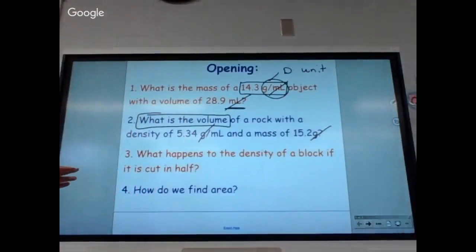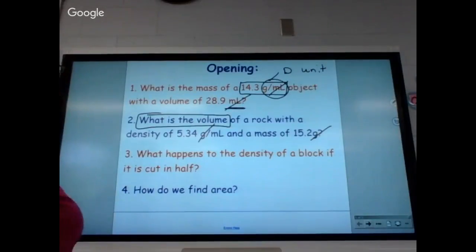What happens to the density of a block of wood if it's cut in half? Stays the same.